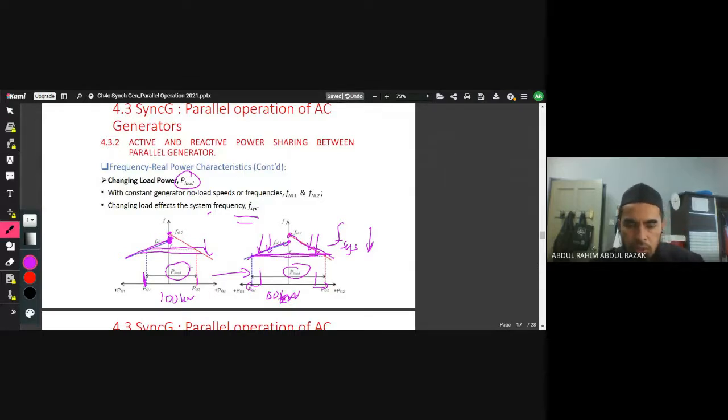Same goes for the load when we decrease from 100 kilowatt. So we take out 50 kilowatt of load. Instead of the frequency decreasing, the frequency will now increase. It will increase due to the light load. So the curve, the ceiling of the frequency level here, will be raised.